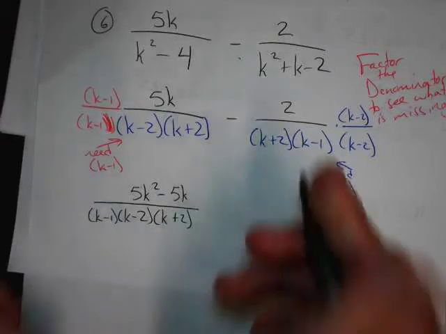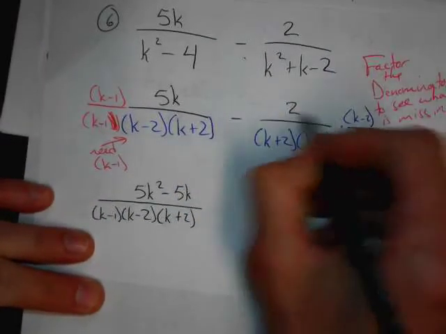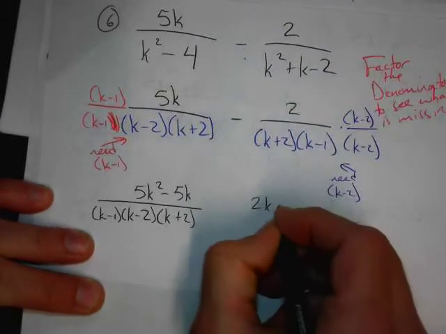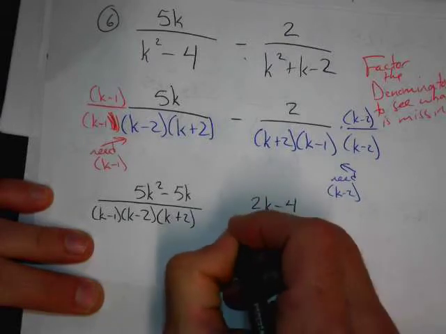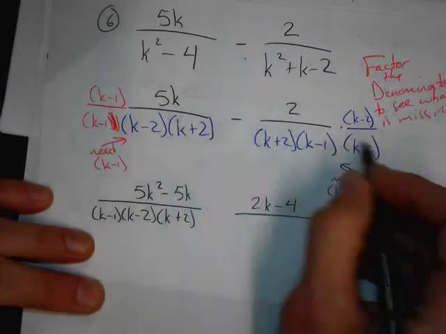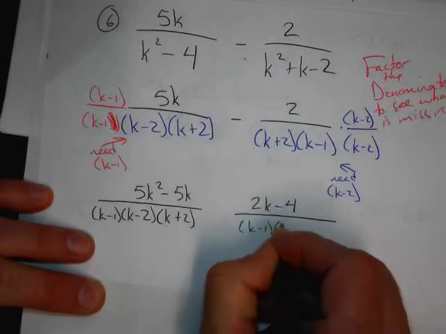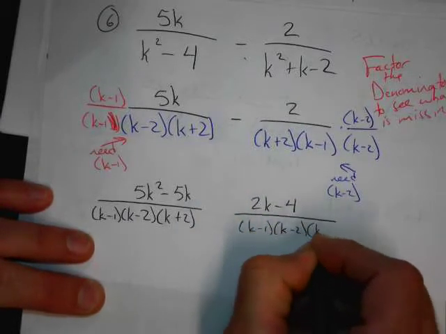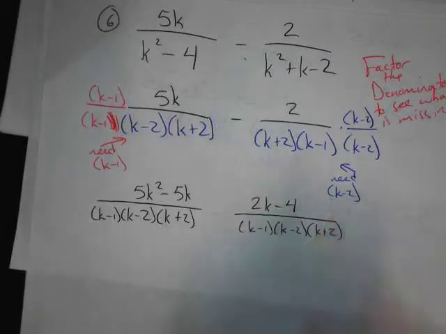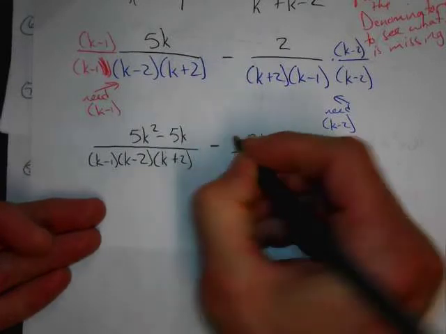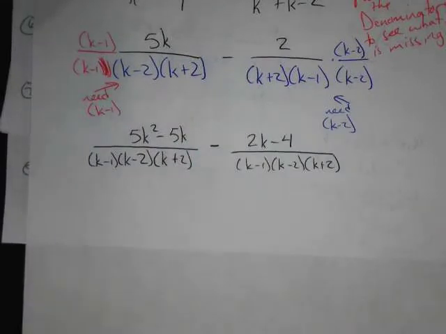I'm going to do the same thing over here. I'm going to simplify my numerators. 2 times k, 2k, and then 2 times minus 2 is minus 4. I'm going to keep that simplified. And that's over the same denominator. I got a k minus 1, a k minus 2, and a k plus 2. Okay, so everything that we've done so far has been the same, right? Totally been the same. And so now, what were we doing with these two things? We were subtracting.